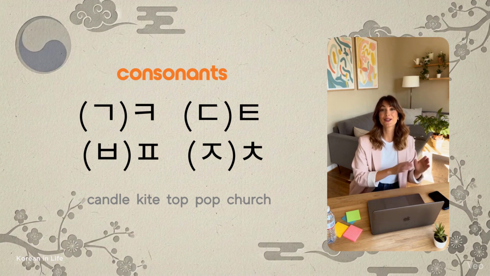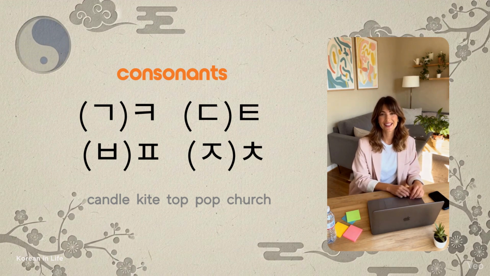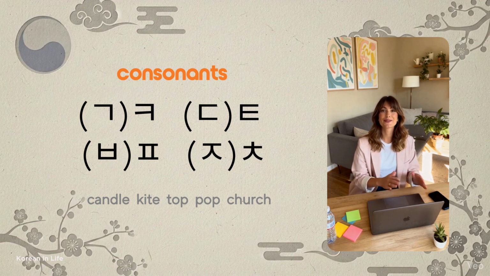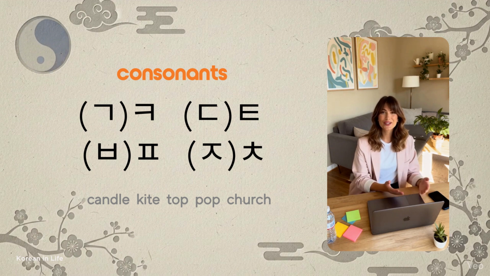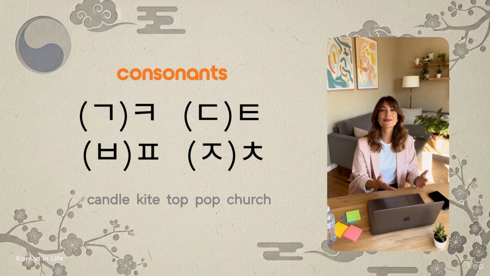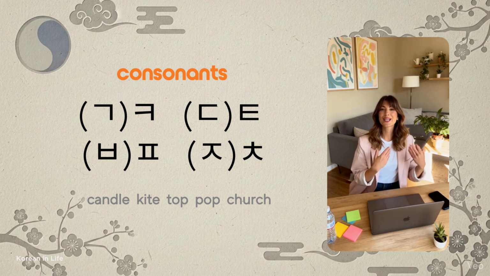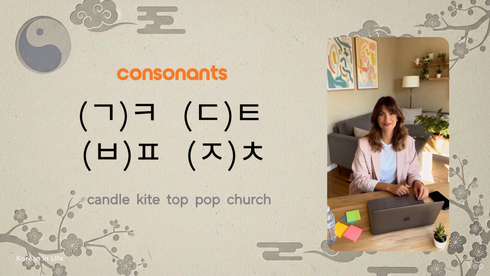This is g with a puff of air. It's the strong k sound, like in kite. Digeut, Tieut. This is d with a puff of air, the strong t sound, like in top. Pieup. This is b with a puff of air, the strong p sound, like in pop.